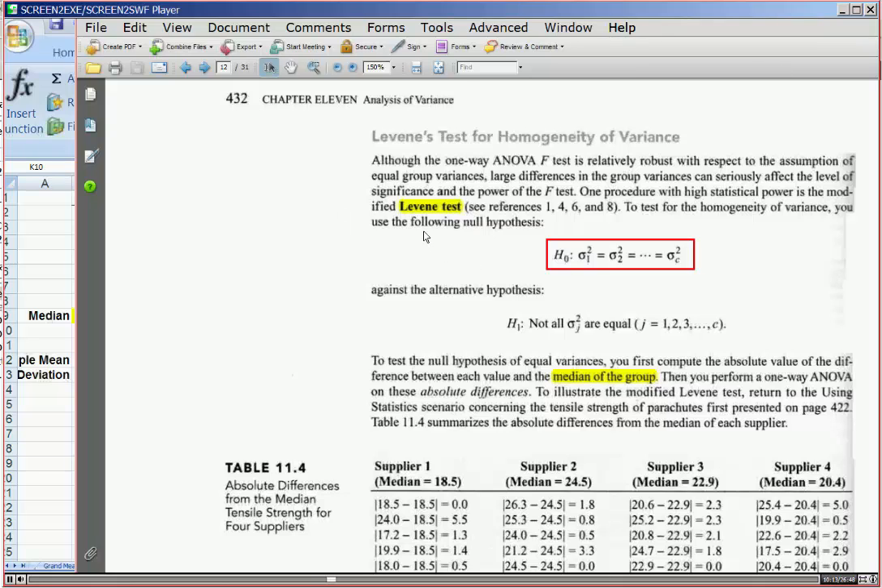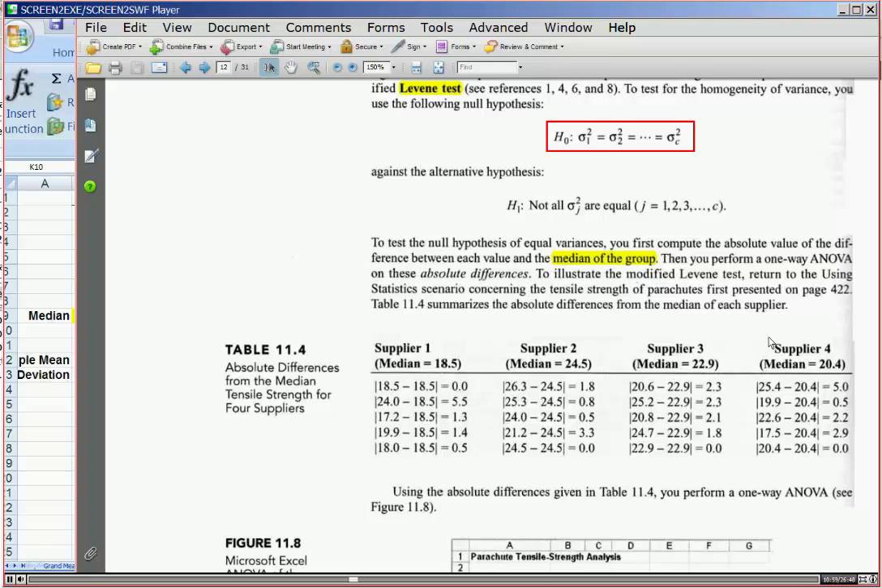Okay, to test for homogeneity of variance, he used the following null hypothesis. This is the answer to the question, what is the null hypothesis in the Levene's test for homogeneity of variance? And the null hypothesis is obviously the equality of the variances. Sigma is standard deviation, sigma squared is the variance. And we're using the Greek letters because we are making inferences for the entire population. And one more reminder, in this chapter the groups are the populations. So we're testing this null hypothesis against the alternative that not all variances are equal. There could be differences.